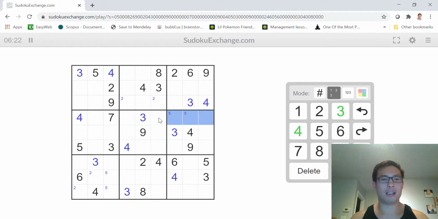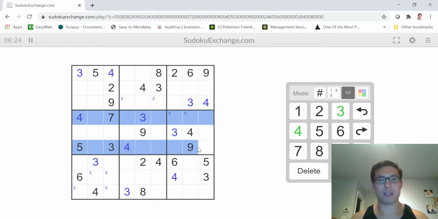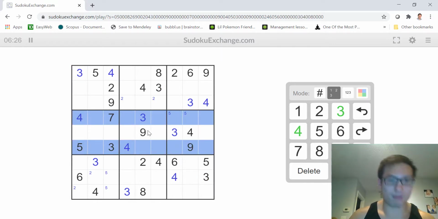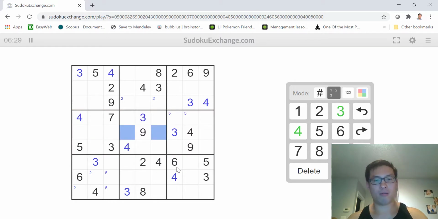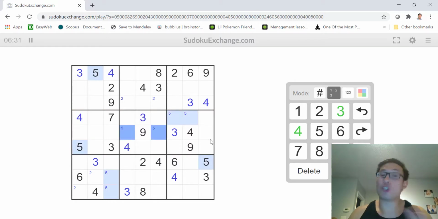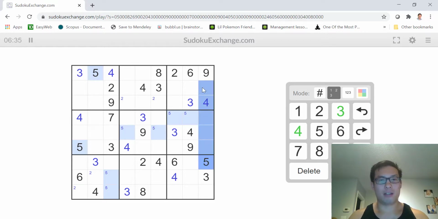Because of that, it eats away this entire row. This 5 eats away this entire row. So in this center 3x3, 5 can only go here or here. Can't resolve it, but at least you can limit it. And then this 5 into this square shows 3. Okay, so I keep doing more with 5s. Moving on to 6s.